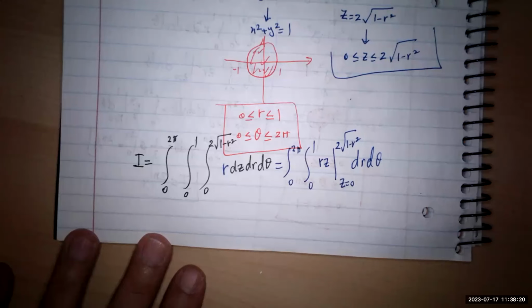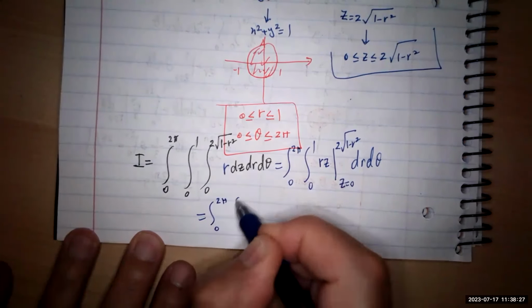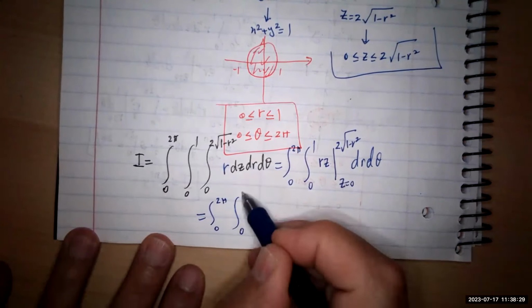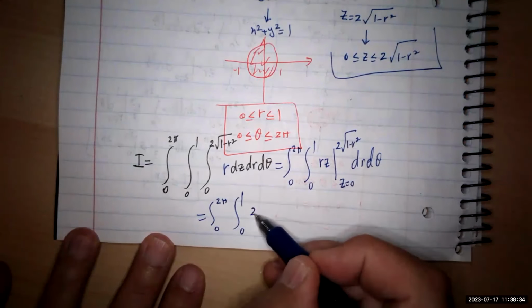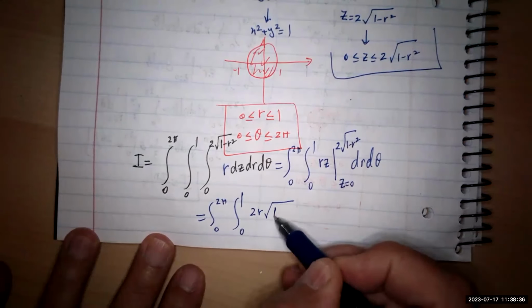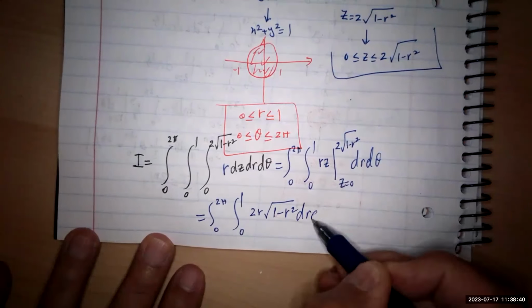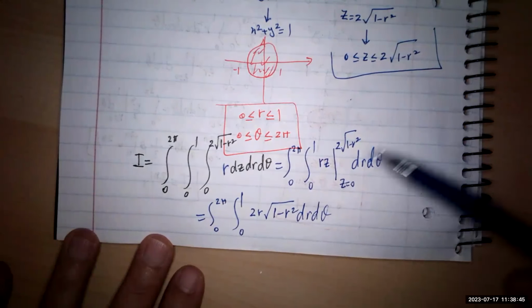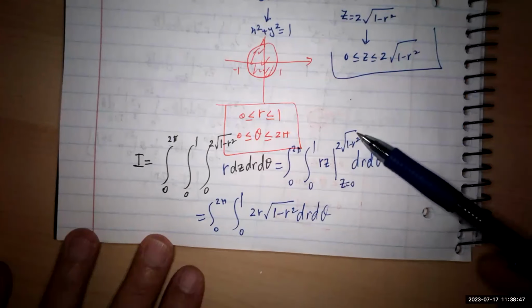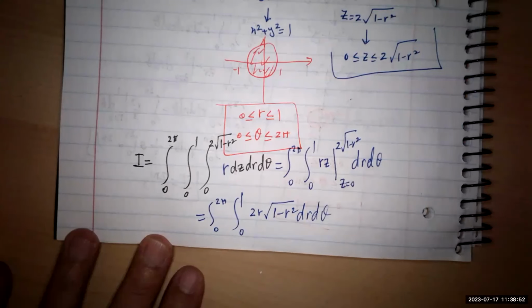So when you put z equal to 0, we get nothing, but you have that radical to handle. So it's going to be 0 to 2 pi, 0 to 1, and that gives you 2r radical 1 minus r squared, dr d theta. I just substitute z equal to 2 square root of 1 minus r squared to make it 2r, and put z equal to 0, that would be nothing.